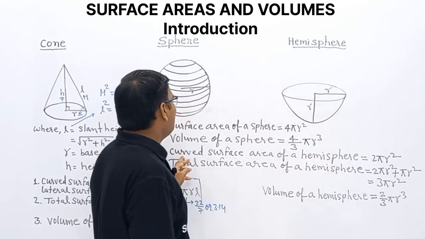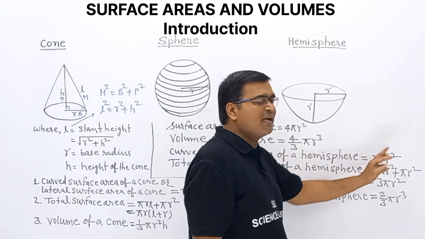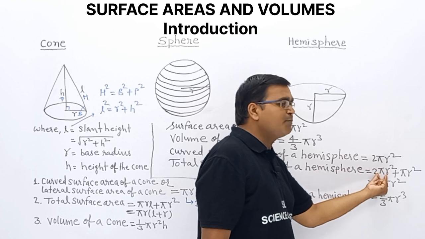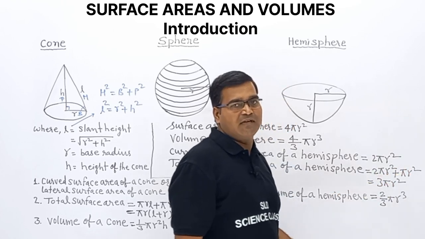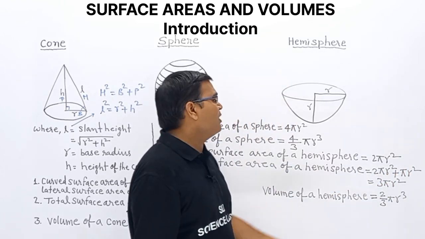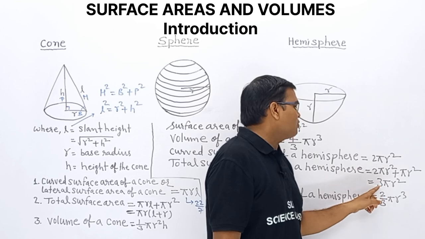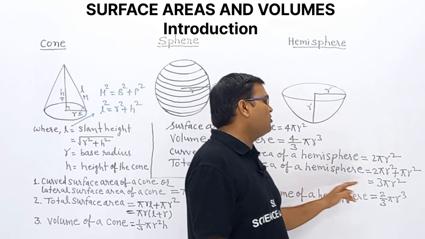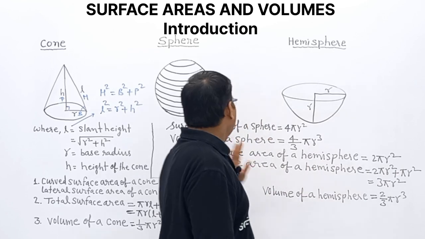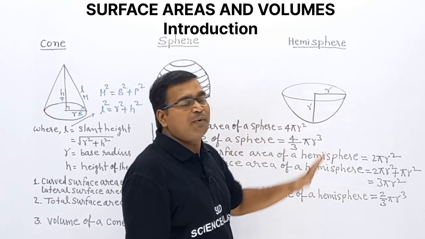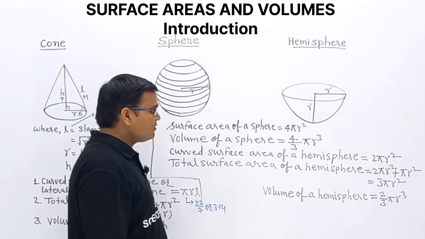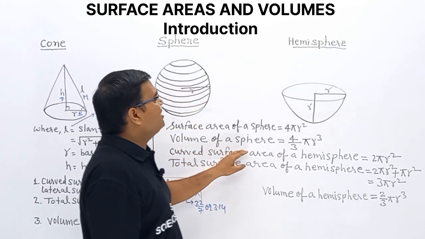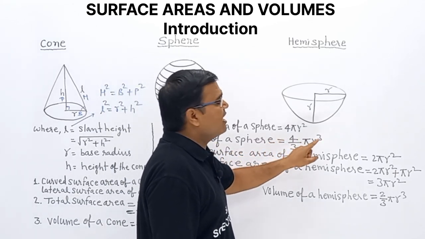So the curved surface area of a hemisphere is 2 pi r square, and the total surface area of a hemisphere is what? Curved surface area plus area of a circle. Top has a circle, so area of a circle is pi r square. So finally we get 3 pi r square. So the total surface area of a hemisphere is 3 pi r square. Surface area of a sphere is 4 pi r square. Clear? And finally, the volume of a sphere is 4 upon 3 pi r cube.